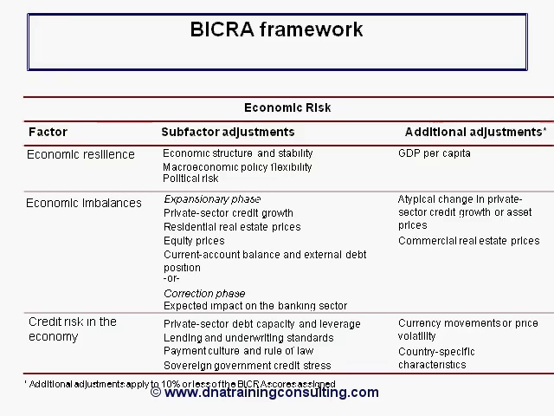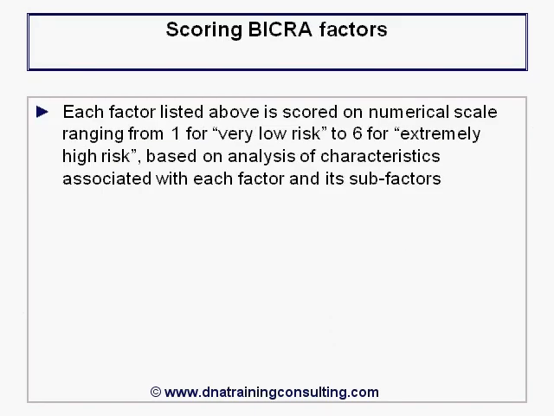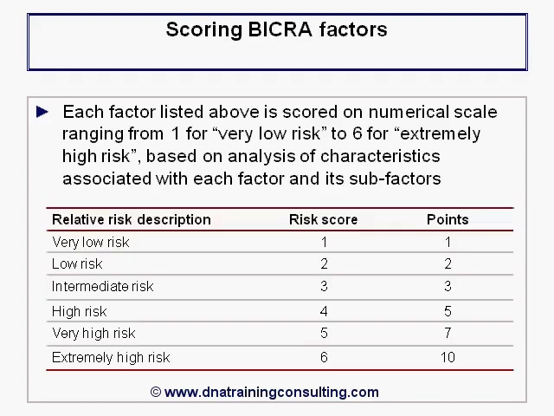Each factor listed above is scored on a numerical scale that ranges from 1 for very low risk to 6 for extremely high risk, based on an analysis of the characteristics associated with each factor and its subfactors. The overall assessment of economic risk is determined by the number of points assigned to each risk score, as shown in the table appearing now.